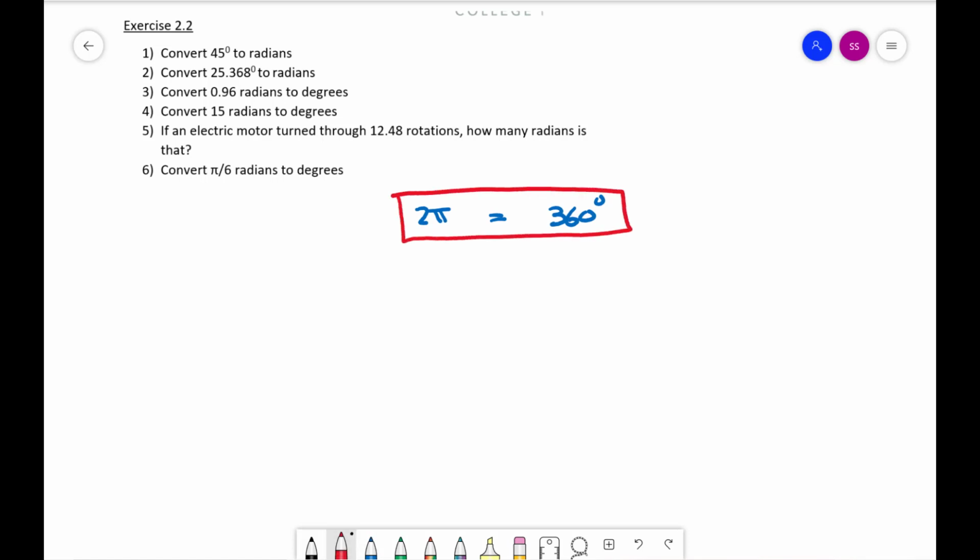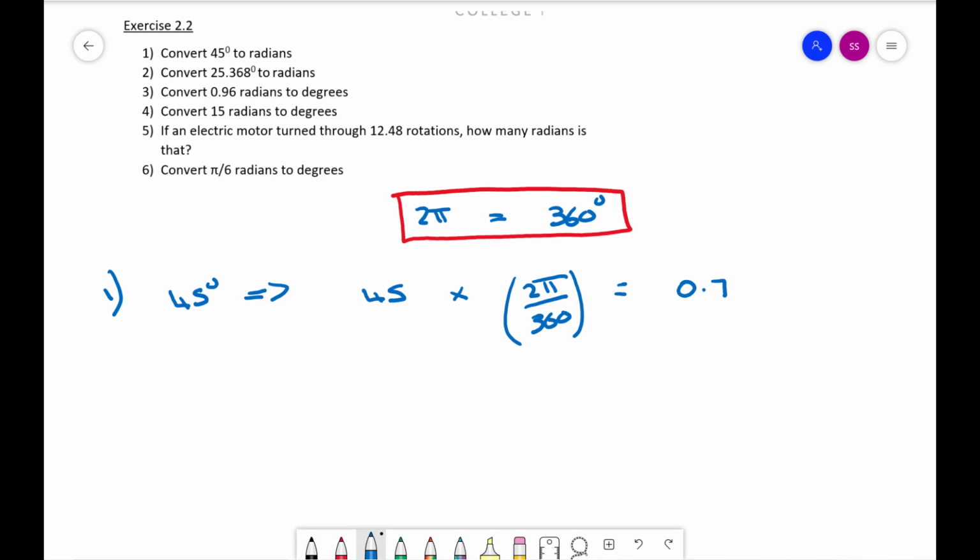Okay, so let's go here then with question 1. So convert 45 degrees to radians. To convert 45 degrees, we'll do 45 multiplied by 2 pi over 360. So on our calculator, 2 times pi equals, divide by 360 equals, times 45 equals. And I get 0.785 radians. So there is my answer to question 1.